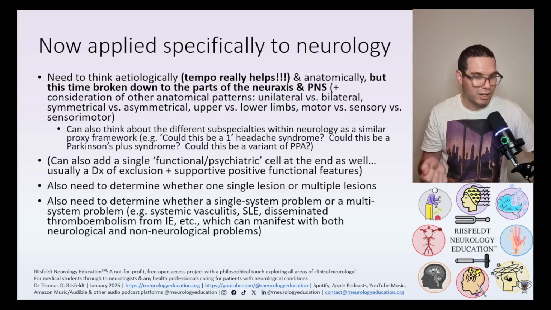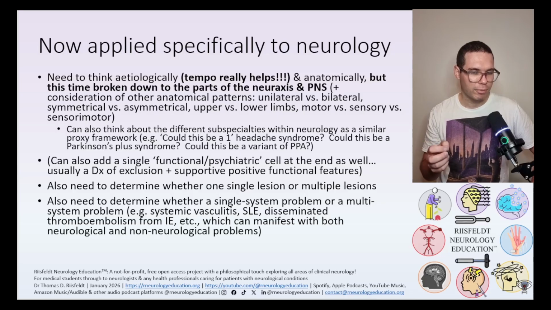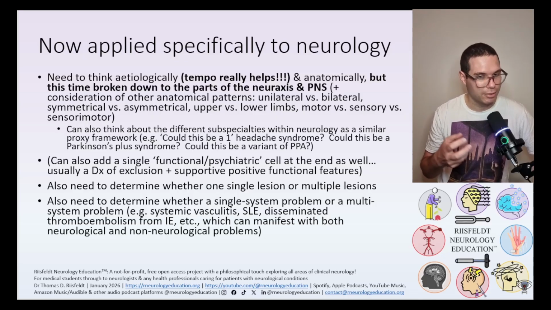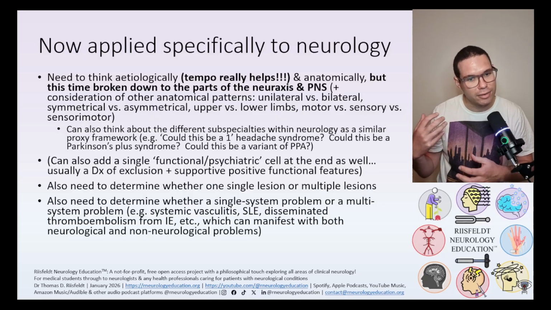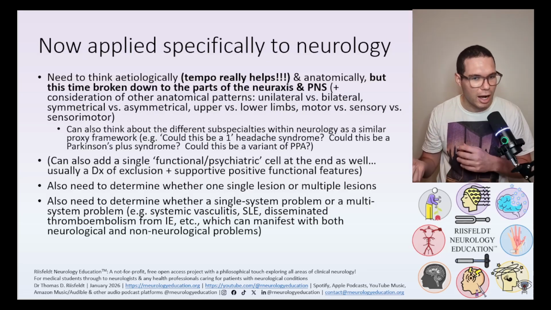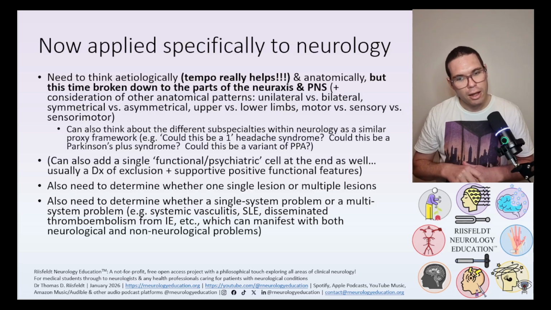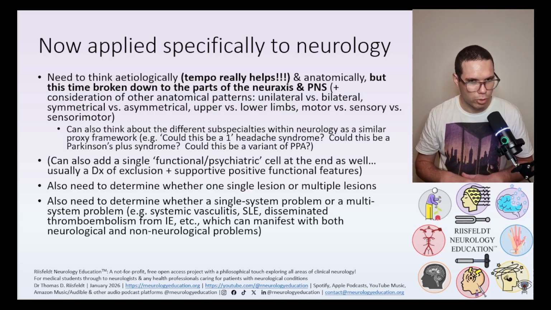Well, you need to determine, is there one lesion or are there multiple lesions? And you also need to determine whether this is a single system problem. So is this just a system problem of the neurological system? Or is it a multi-system problem? So, for example, could it be a systemic vasculitis or a systemic lupus erythematosus or a disseminated thromboembolism from infective endocarditis throwing off emboli all over the shop to the spleen and the gut and the brain? So they could manifest with both neurological and non-neurological problems.